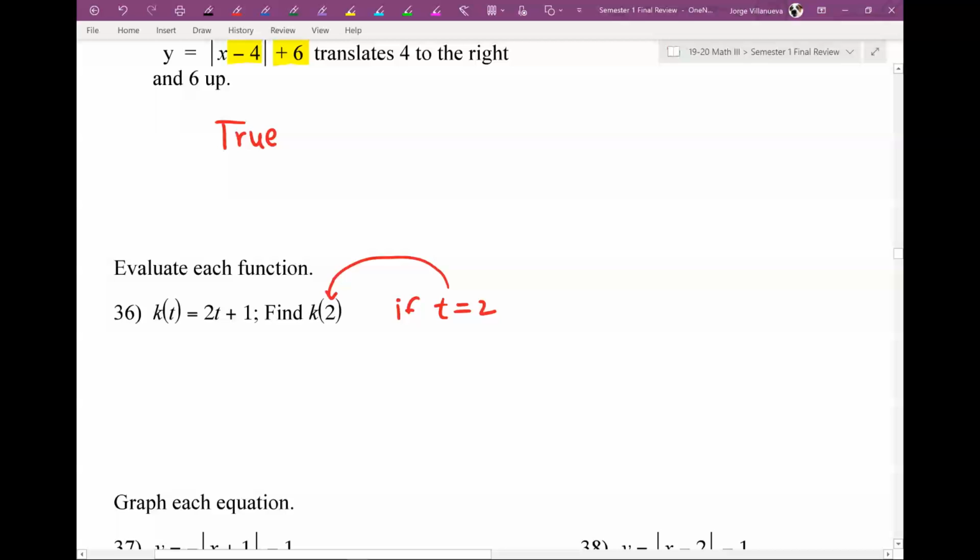Okay? So do me a favor. Plug that in and work it out while I pass this out. So if you plug in a 2, what do you get as an answer? 5, right? It's just 2 times 2 plus 1, which is 4 plus 1, which is 5. So there's your answer for number 36.